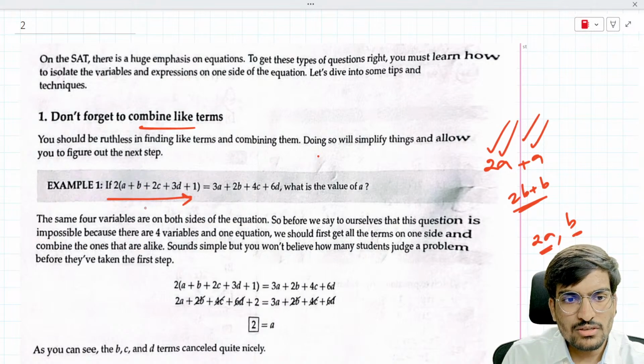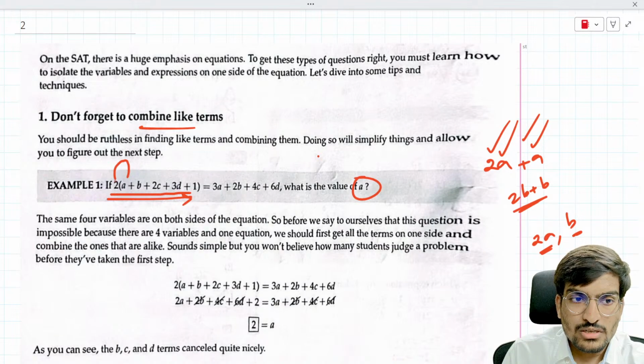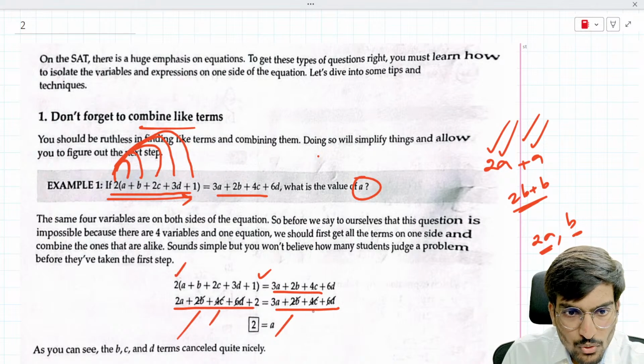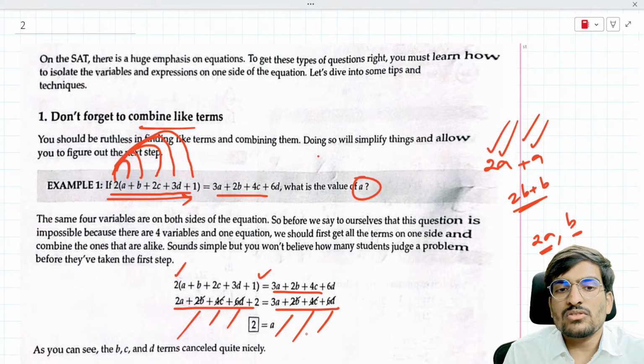So here you can see what we are doing in this. First we multiply this. Finally, what do we need to find? We need to find the value of a. To find the value of a, first let's solve this part. When you multiply 2 with a, you get 2a, 2b, 4c, 6d and 2, and the RHS is the same. We just multiplied this 2 with the complete parenthesis, and then we crossed out 2b, 2b, 4c, 4c, 6d, 6d. The same terms on the LHS and RHS get cancelled out.